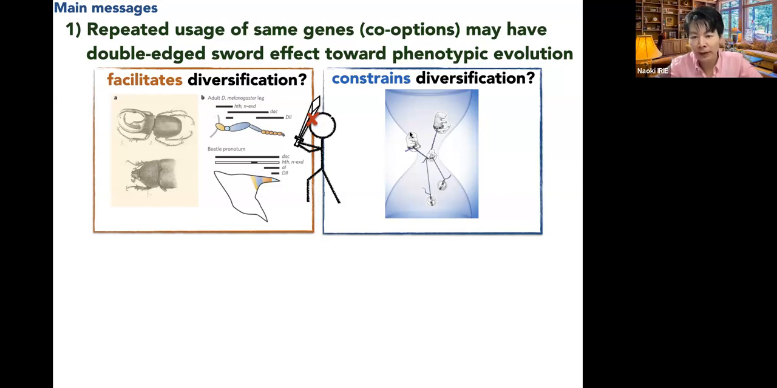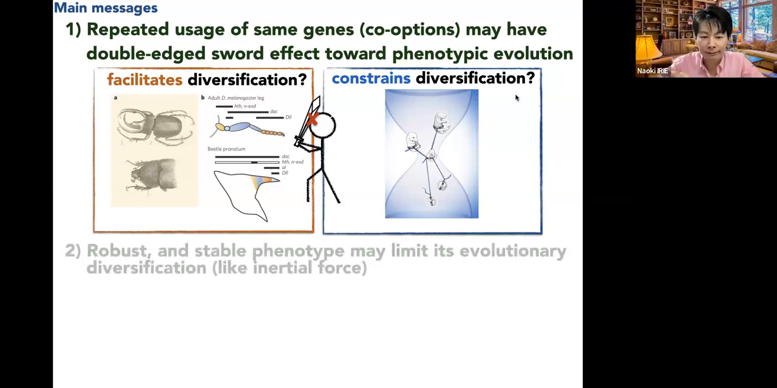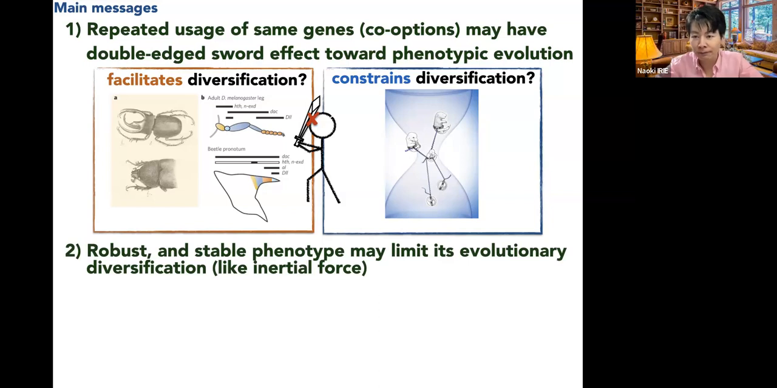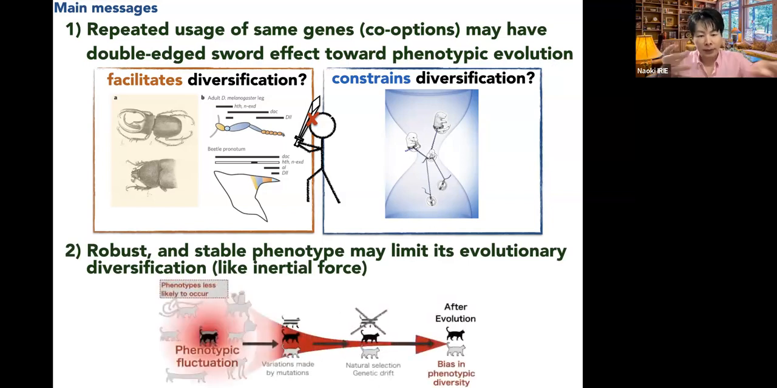But what we found is that reusage may also constrain diversification or limit phenotypic diversification. And the second message is that a robust and stable phenotype may limit its evolutionary diversification, like an inertial force.